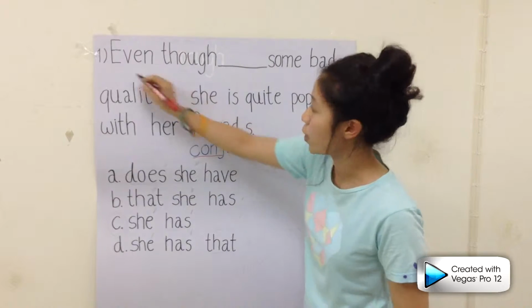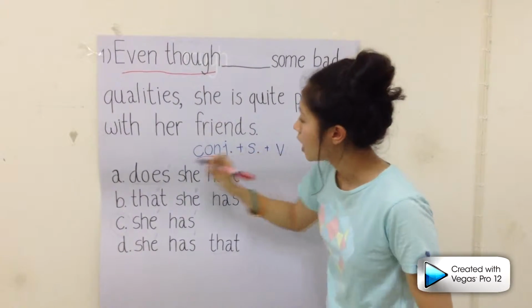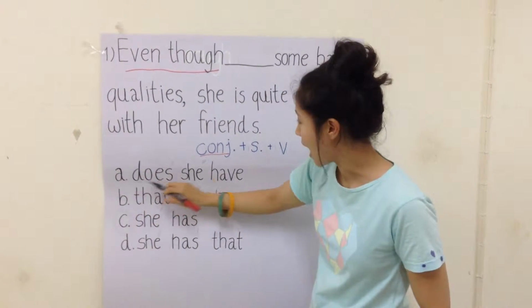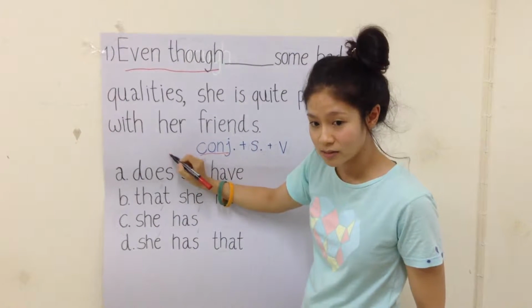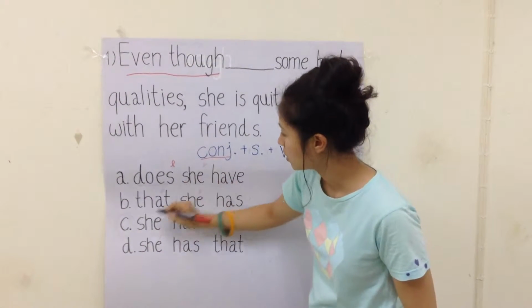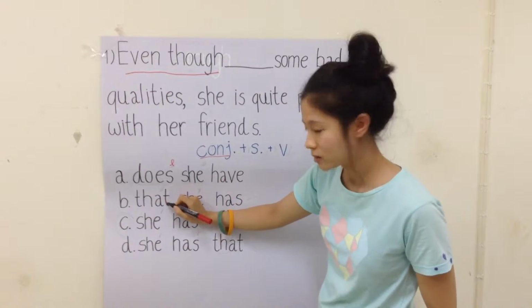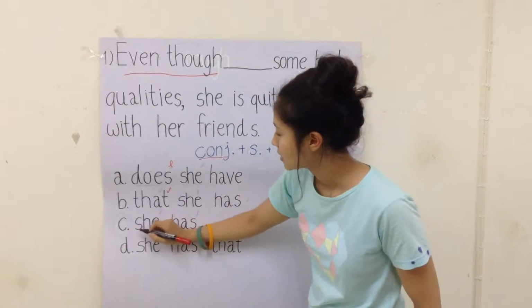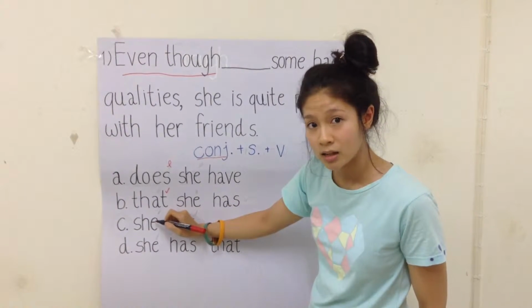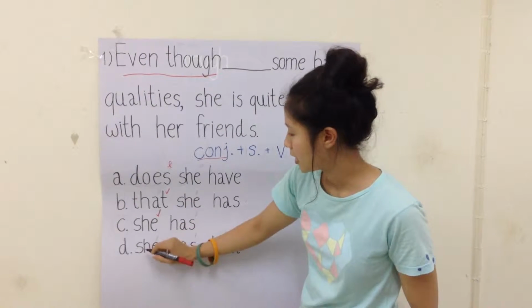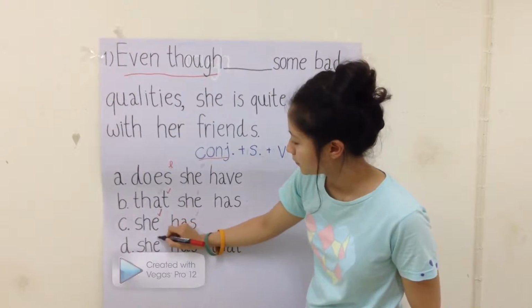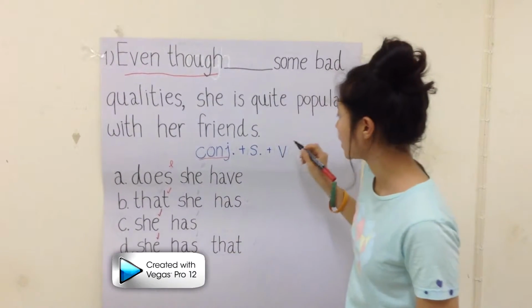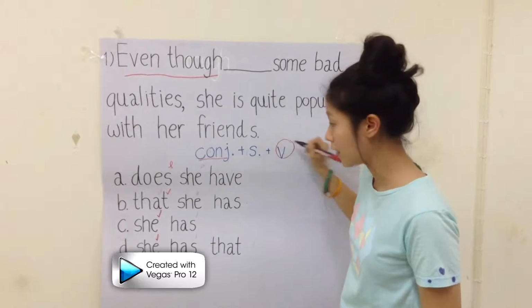For conjunctions, we have them here. For number 1, is that a subject? No. B, is that a subject? Yes, maybe. C, she is, is that a subject? Yes. For the last, she is, is that a subject? Yes. Okay. For the next, we have to find the verb.